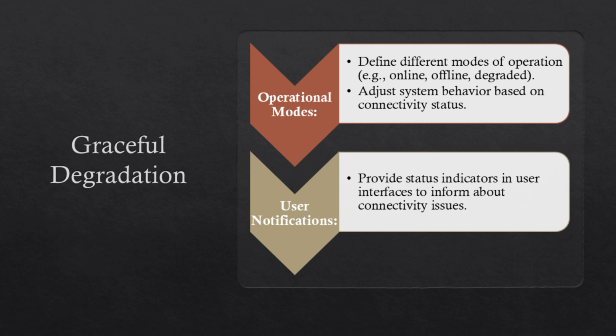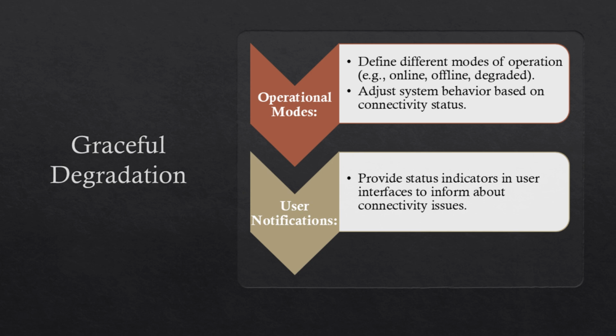Operational modes. The system defines different modes of operation. Online mode, full functionality with real-time data transmission to the cloud. Offline mode, edge devices operate independently, storing data locally until connectivity is restored. Degraded mode, limited functionality, prioritizing critical operations while conserving resources. The system automatically adjusts its behavior based on connectivity status, ensuring that critical processes continue without interruption.